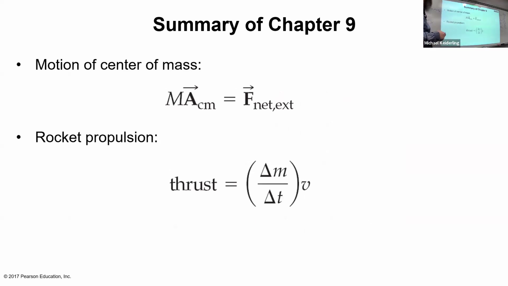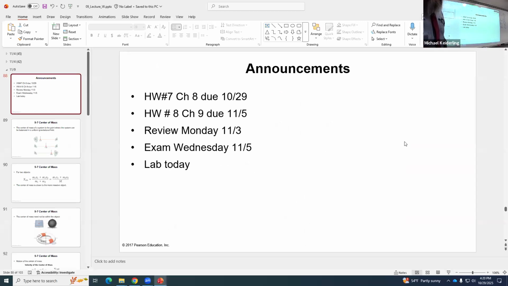The motion of the center of mass is total mass times the acceleration of the center of mass will equal the net external forces on the system. And for rocket propulsion, thrust is delta M over delta T times velocity. That was chapter 9.